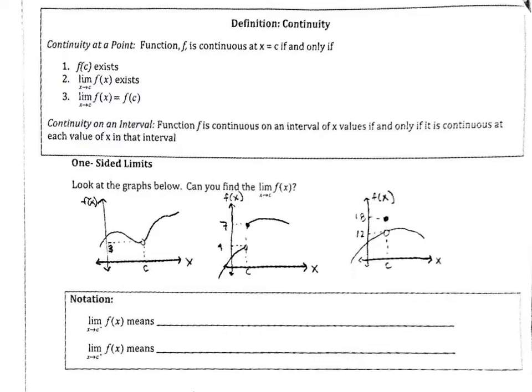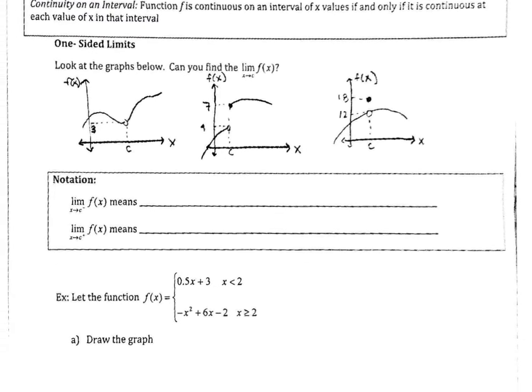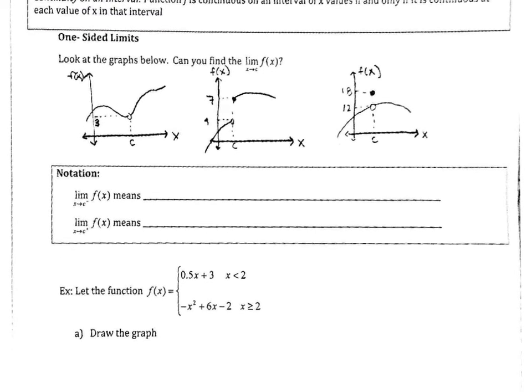Okay, so far in this class we've looked at limits. We've only looked at one set of limit, right? It either exists or it doesn't exist. Now we're going to look at what happens when we only approach a limit from one side of our value of c, okay? So let's look at the graphs below, and we need to figure out if we can find the limit as x approaches c of f of x, okay?